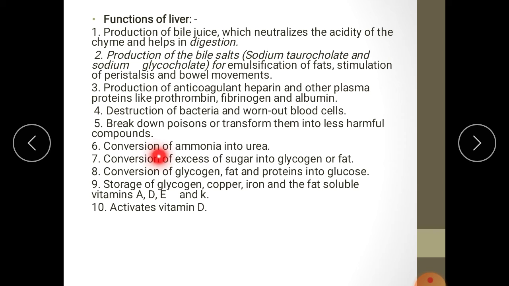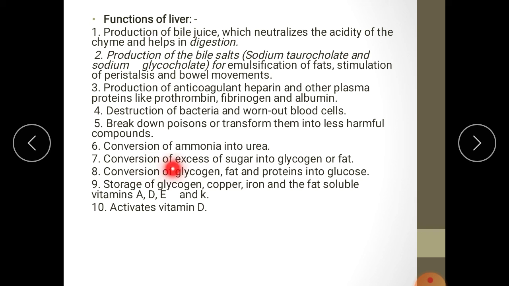So conversion of ammonia into urea. Ammonia is a very toxic substance, you know it. Ammonia is separated from amino acids. When amino acids are not digested, if they are present in large quantity, they have to be excreted out. So that ammonia combines with carbon dioxide to form urea. That is done by the liver through the ornithine cycle, which converts carbon dioxide and ammonia into urea, and this urea is separated from the blood with the help of the kidney.